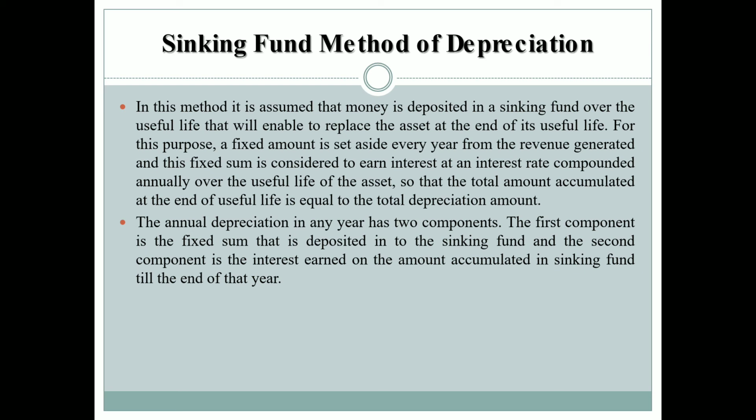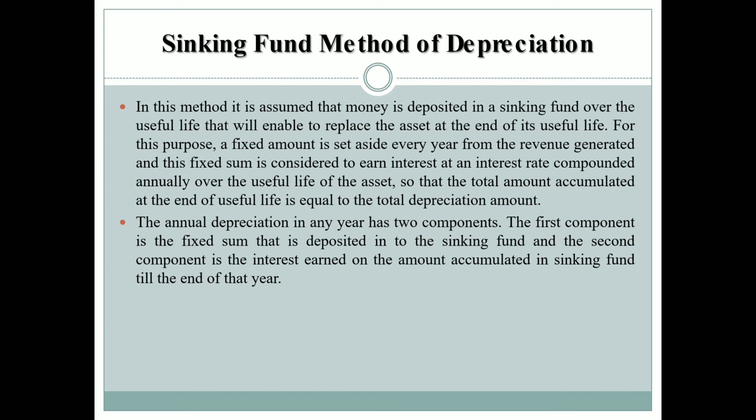For this purpose, a fixed amount is set aside every year from the revenue generated, and this fixed sum is considered to earn interest at an interest rate compounded annually over the useful life of the asset, so that the total amount accumulated at the end of the useful life is equal to the total depreciation amount. How much it is actually depreciated, that much amount you have to get at the end.